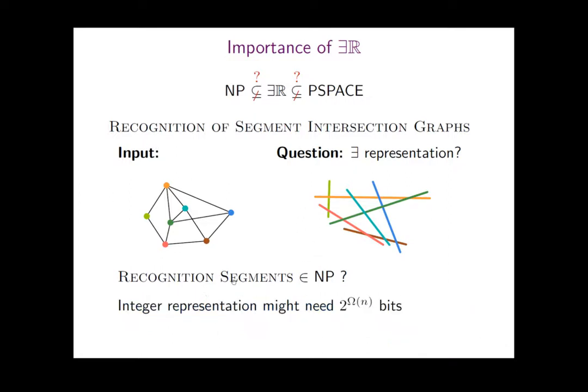So actually, this simple idea of showing that it's in NP failed. The integer representation might need 2 to the omega of n bits. This does not mean it's not contained in NP, but it does mean the most simple way that you would want to show it does not work. And then later people figured out that actually this problem is existential R-complete. So this innocent looking problem is as hard as any other problem in this complexity class existential R.